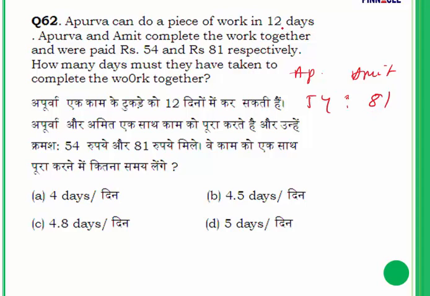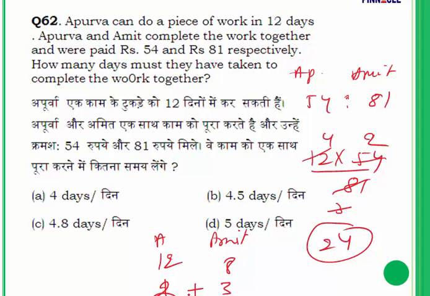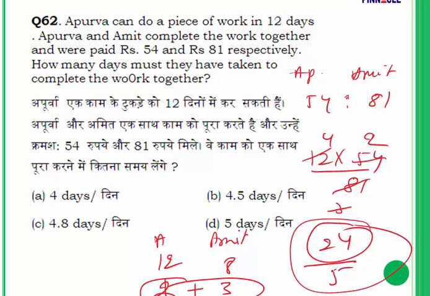So if Apurva is doing the work in 12 days, it means Amit will do in fewer days. And how many fewer days? You can see 54/81, this is the ratio. You can say in 8 days, Amit will do the work. So Apurva is doing in 12 days, Amit is doing in 8 days. For example, let's take 24 units as the total work. In 12 days he is doing 24 units, so in one day he will do 2 units. In 8 days he is doing 24 units, so in one day he will do 3 units. So 2 plus 3, that is 5 units they are doing together, but total work is 24 units, so 24 by 5, that is 4.8 days should be the answer in this case.